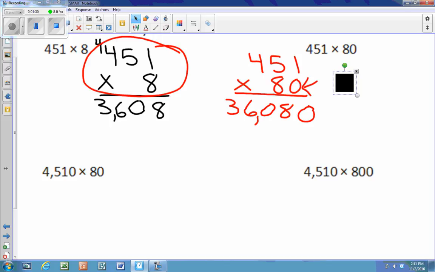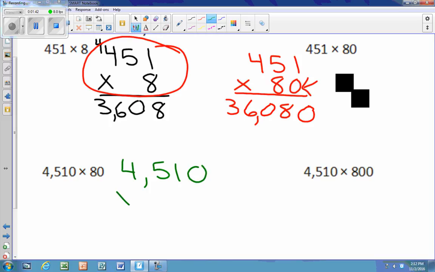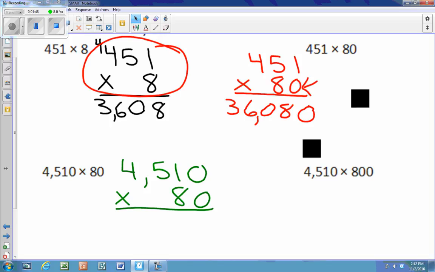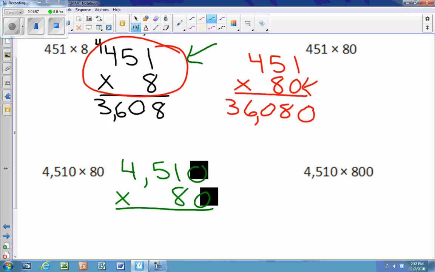Next. Next thing we're going to do, we're going to rewrite this problem right here, 4,510 times 80. I'm going to take my boxes, cover my zeros. I have 451 times 8, which once again is right here. I knew that was 3,608.